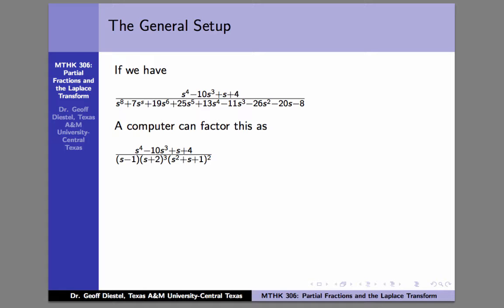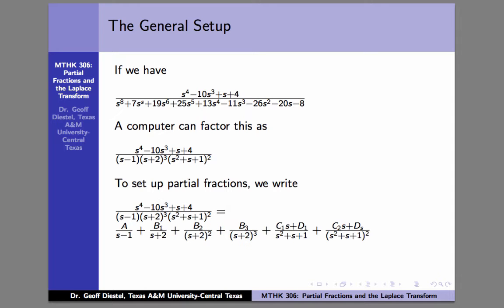So there are 3 factors, but they have different powers on them. We break them up: s minus 1 appears once. It's a linear factor, so it has a constant a. s plus 2 appears three times, because it's cubed, so I have three terms with constants in the numerators: b1, b2, b3 are the constants for those. And then we have the quadratic that doesn't factor.